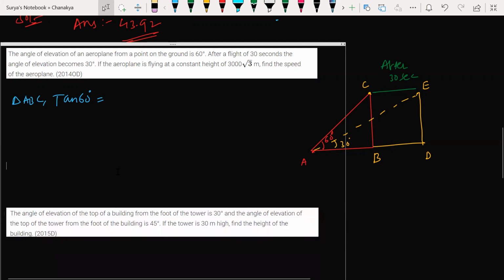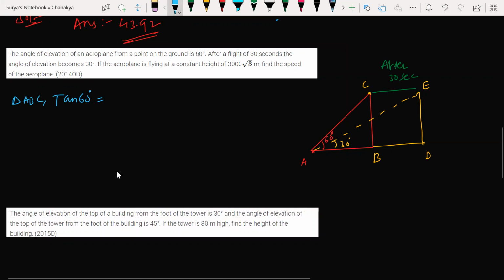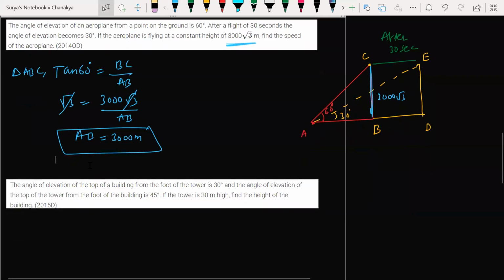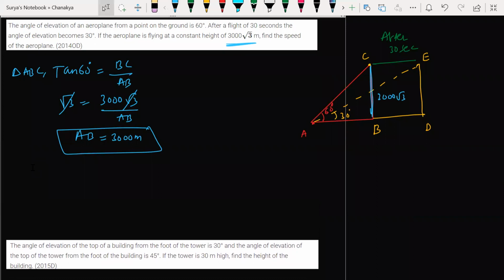So tan 60, opposite by adjacent, BC by AB. Tan 60 is root 3. BC, the height, is given as 3000 root 3. So root 3 equals 3000 root 3 by AB. Root 3 cancels, so AB is 3000 meters. Am I correct? Any doubts till here?